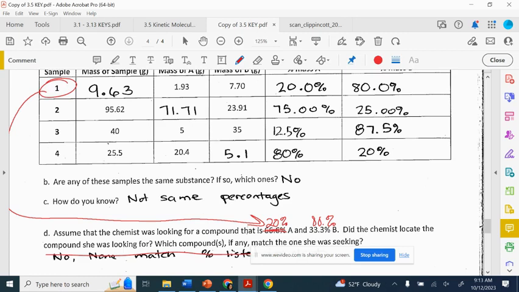So number 27 would just basically use the percent by mass formula. You just compare the percent by mass, and if they're the same, then it's the same substance. Other questions? Anything else that you can think of?